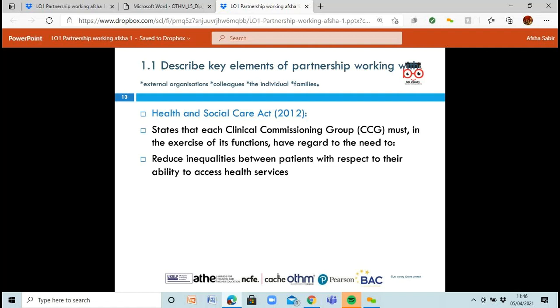Then the Health and Social Care Act is also another element. This act states that the clinical commissioning group, CCG, must, in the exercise of its functions, have regard to the need to reduce inequalities between patients with respect to their ability to access health services.